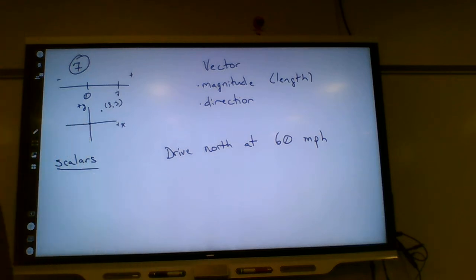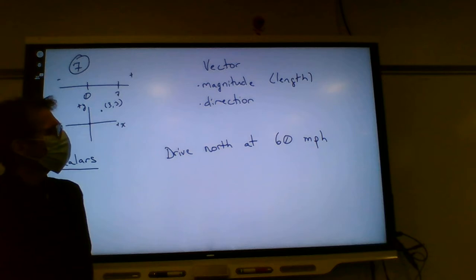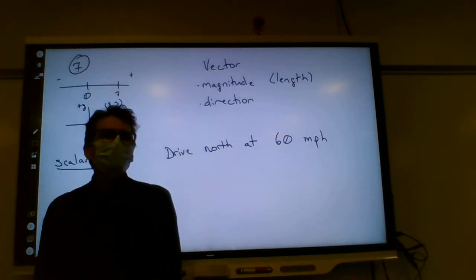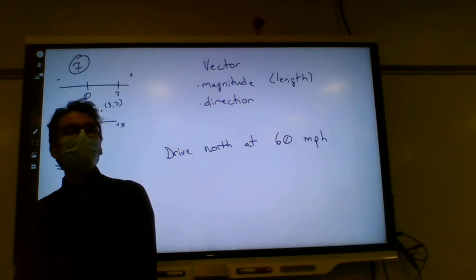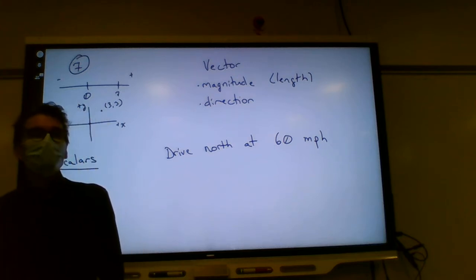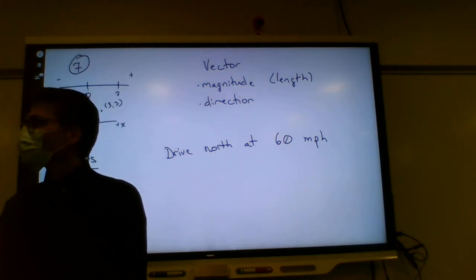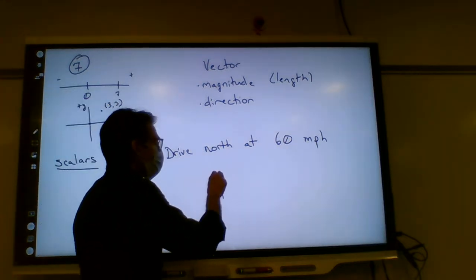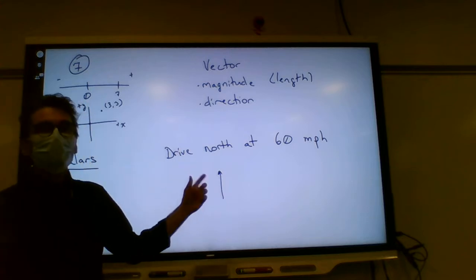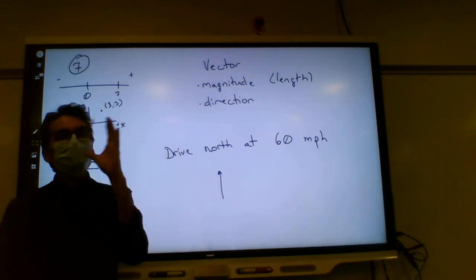Sorry? Height. Okay, so no height associated with it. What else does it not have associated with it? It doesn't have a location associated with that, right? Drive north at 60 miles per hour, you could do that in a lot of different places. But if we were drawing this on a map, we might draw an arrow pointing north and have the length represent 60 miles per hour.